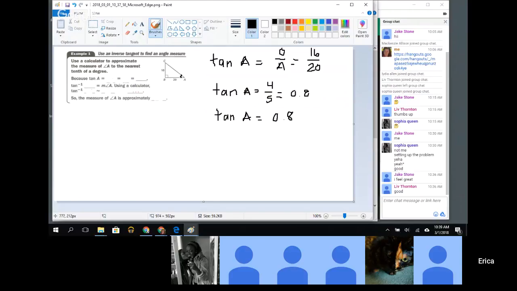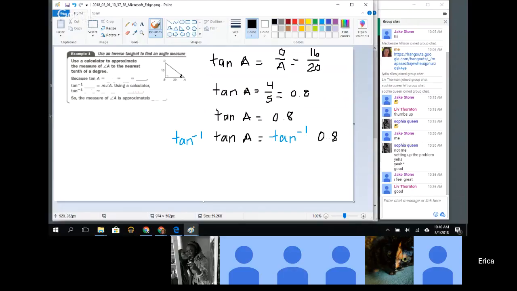I also can do this thing called the inverse tangent, which is what we're learning about today. So if I take the inverse tangent, which is written like this, of the tangent of A, if I do that to the left side, then I have to do that to the right side. The inverse tangent of 0.8.